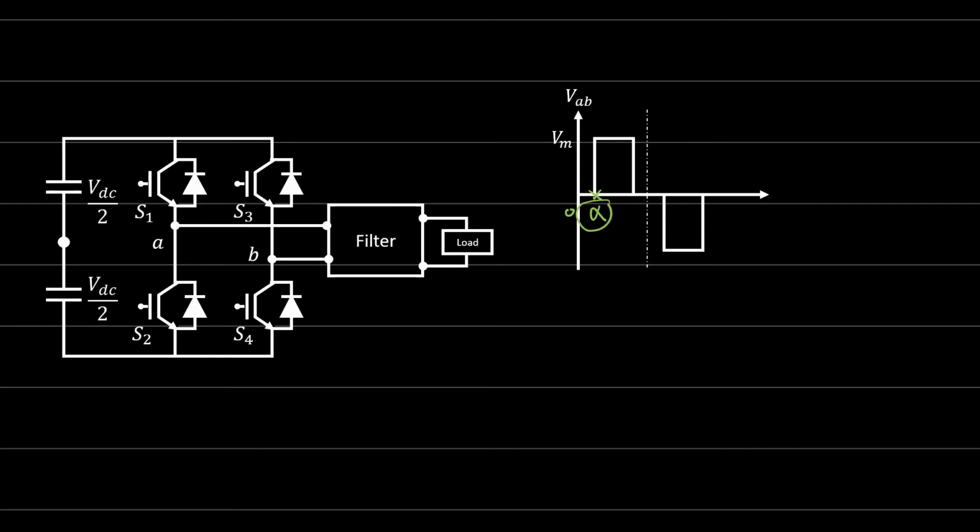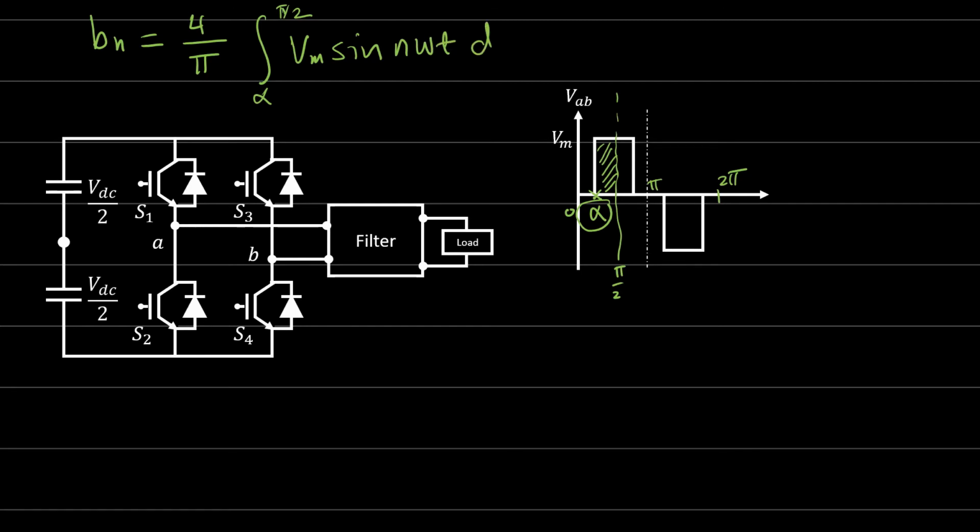Let's see how to do it. Okay, now we said A naught, A_n, B naught is equal to 0, and then we can easily say that B_n is equal to how much? 4 over pi integration. Now this integration, instead of from 0 to pi over 2, will be from alpha to pi over 2. So this is pi over 2, this is pi, and this is 2 pi. We'll take the integration for this portion only. So this is from alpha to pi over 2 for V maximum sine n omega t d omega t.